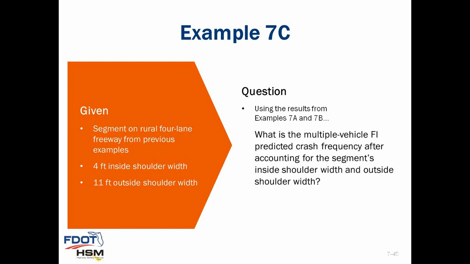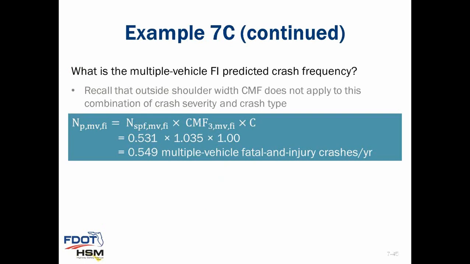The data that we need are listed on the left side of the slide. We have an inside shoulder width of 4 feet and an outside shoulder width of 11 feet. We should also recall that there are no horizontal curves in this segment, and the local calibration factor is 1. All right, to answer the question at hand, we need to apply a predictive model. The model is shown in the box in the middle of this slide.